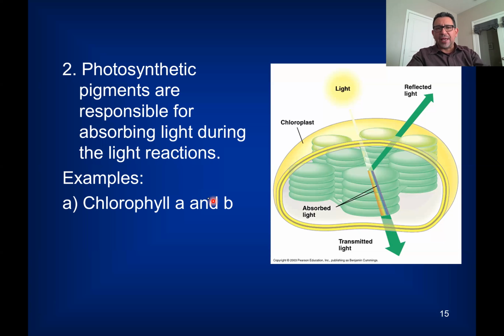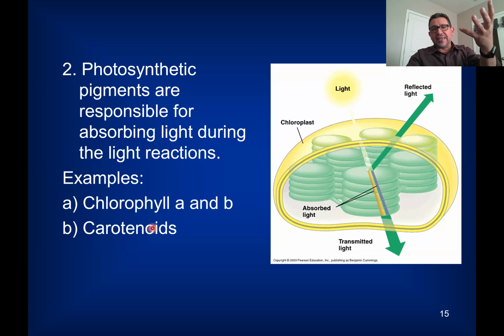And so what do plants have to capture at least some of that green light? And the answer is real clever. They have other pigments that look a different color than green. For example, carotenoids. Carotenoids can range in color from orange all the way to red. Because they look orange or red, it means that they're reflecting orange light or red light. And that means that they are absorbing green light.